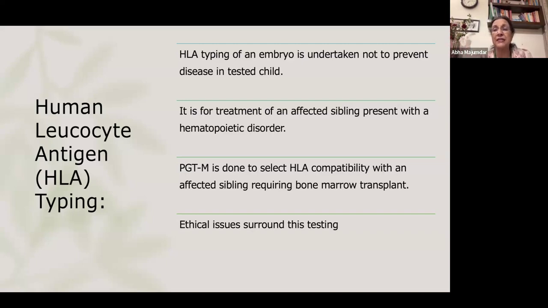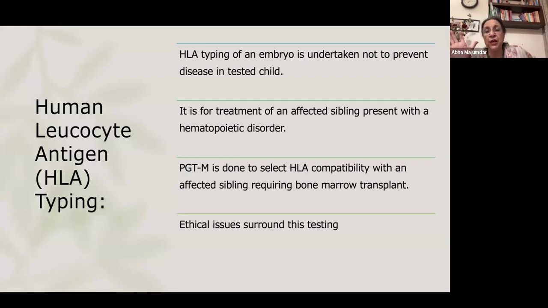So if one child has thalassemia major, parents want to have another child through IVF where the embryo can be tested and it should be either disease-free or a carrier. And they also do HLA typing with the existing child's genetic makeup. And if this HLA matches of the embryo and of the existing child, then it is for treatment of an affected sibling present with a hemopoietic disorder. It selects HLA compatibility with an affected sibling requiring bone marrow transplant.